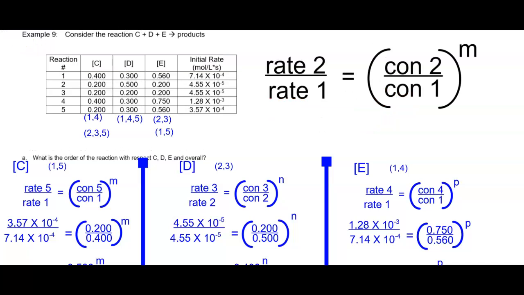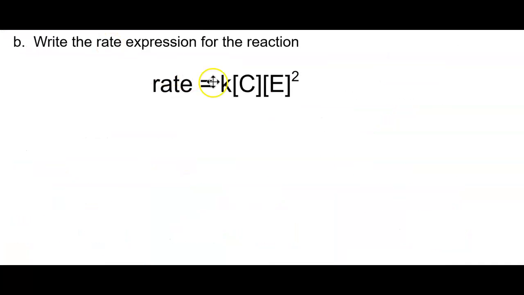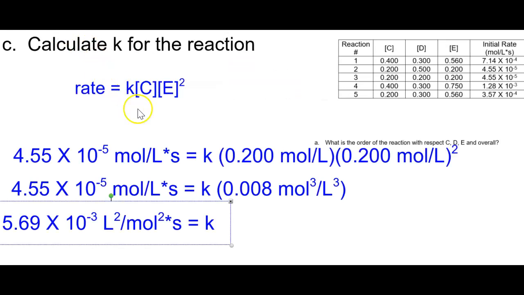Now going on to part B, we brought over the expression rate equals k, C to the first order, E to the second order. Remember, D is not present because D would be to the 0 order, and anything to the 0 power is a 1. So for part C, we're going to bring over that expression.